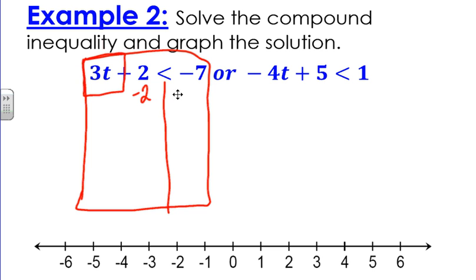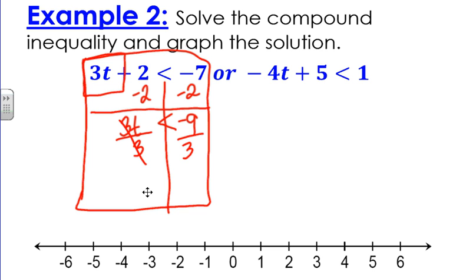So I need to subtract 2, bring down the 3t. Negative 7 minus 2 gets more negative. And I didn't do anything to flip this, so it stays the same. Divide both sides by 3. Divide this side by 3. T is less than negative 3. Notice I didn't flip this sign because what I divided by was a positive number.